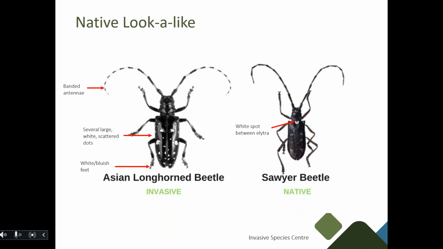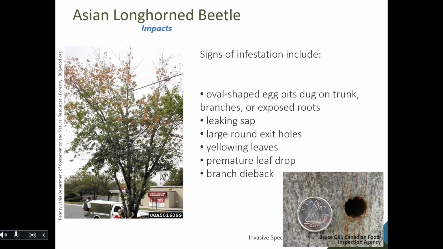So some of the signs and symptoms to look for include oval-shaped egg pits dug onto the trunk, the branches, or the exposed roots where the adult beetle will lay its eggs. Leaking sap from the tree, large round exit holes like you can see in the bottom right, yellowing of leaves, premature leaf drop, and branch dieback, which you can see in the top left. And so the most serious damage is done during the larval stage.